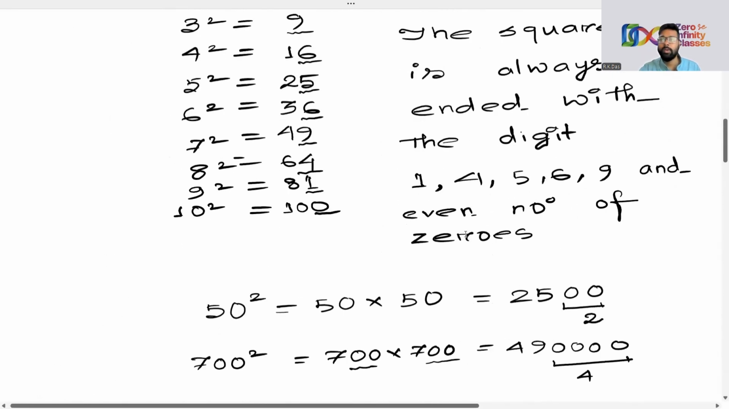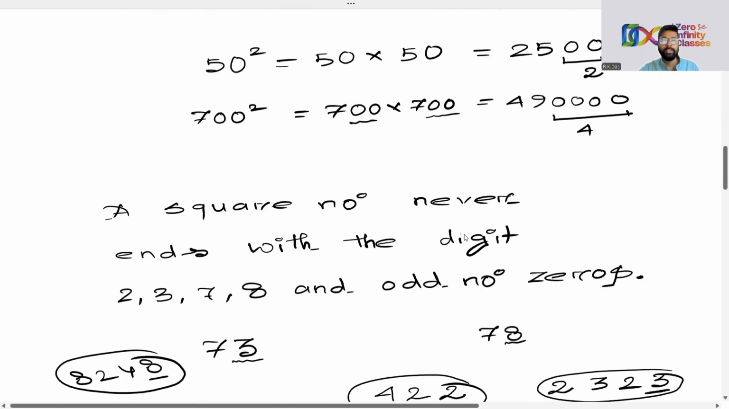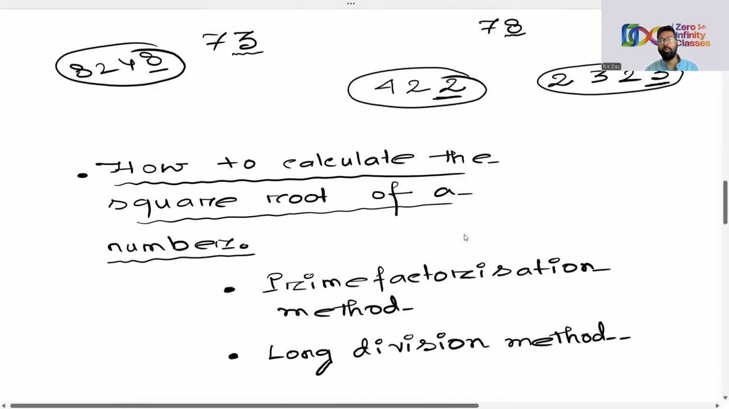Here, a square number always ends with the digit 1, 4, 5, 6, 9, and an even number of zeros. Then we learned that a square number never ends with the digit 2, 3, 7, 8 and an odd number of zeros. If the number has 2, 3, 7, 8 or an odd number of zeros, we can clearly say that the number is not a perfect square. Fine. Then we learned how to calculate the square root of a number.